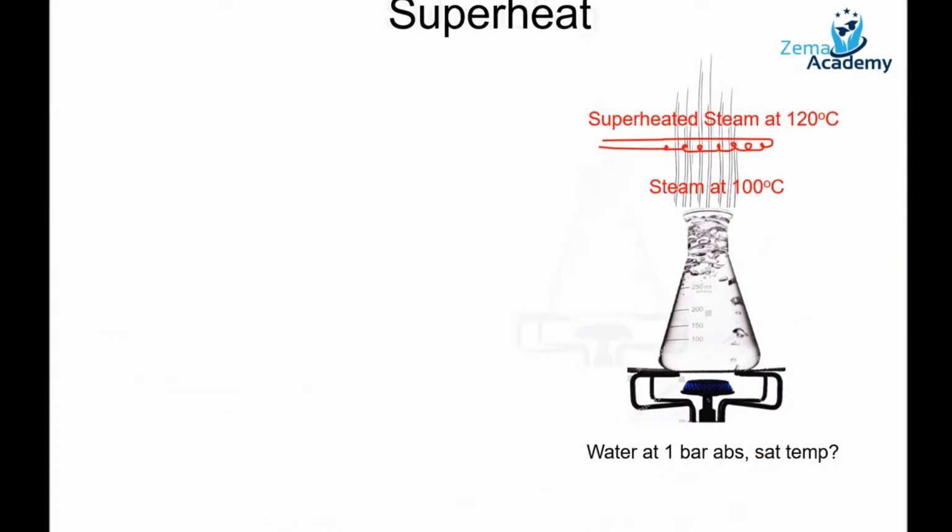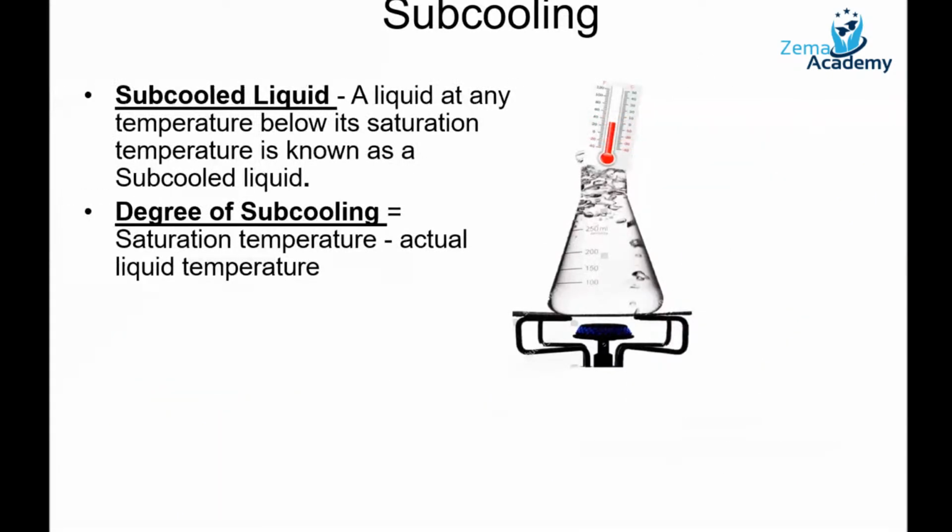And the next one, similar to the superheat, is subcooling. Again, this is the opposite end of boiling, which is cooling. So this is referring to a liquid at any temperature below its saturation temperature. And we can calculate the degree of subcooling. Degree of subcooling is Tsat minus T actual.